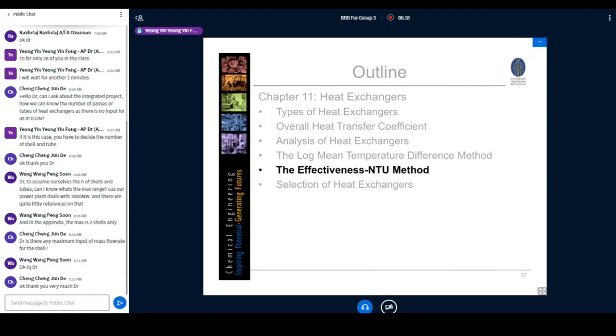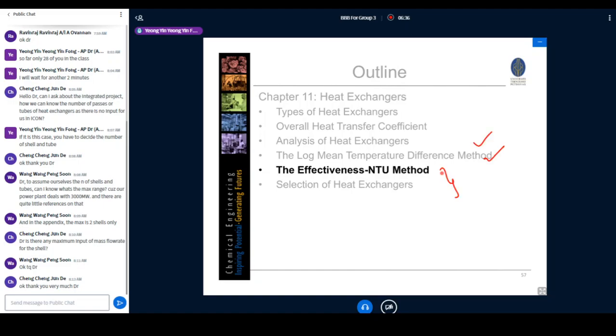The first one you all already learned. I believe many of you already proceed with the design by using the log mean temperature difference method. But it is okay if you want to use the effectiveness NTU method also. If you want to proceed with LMTD, also can.